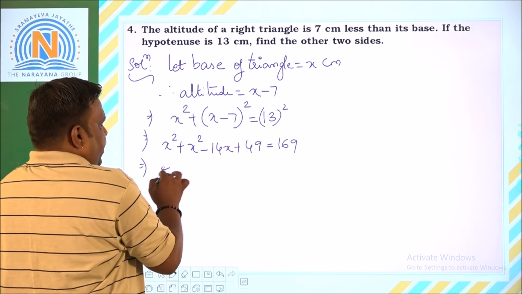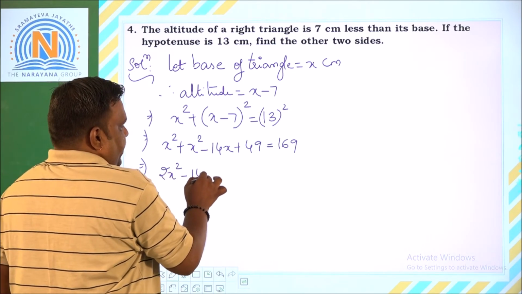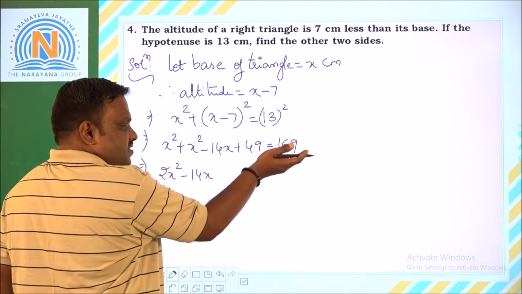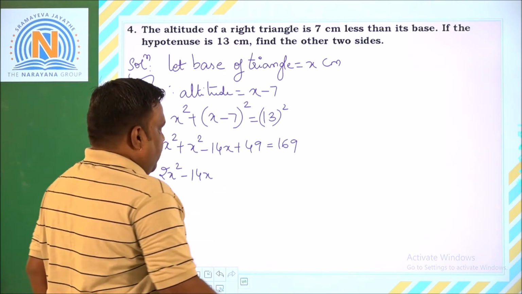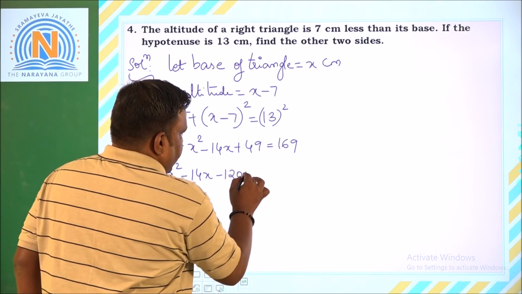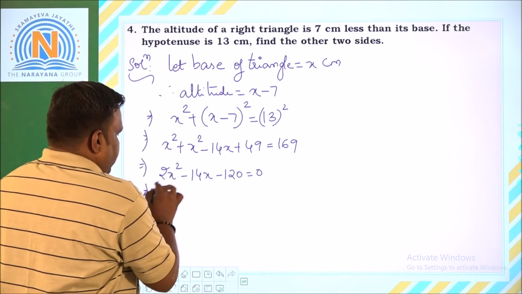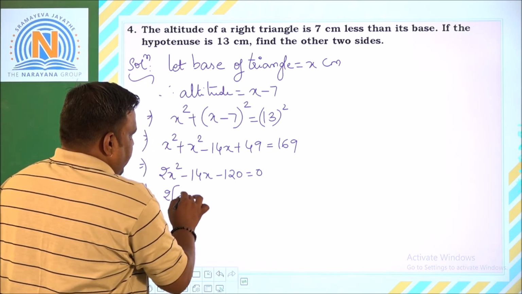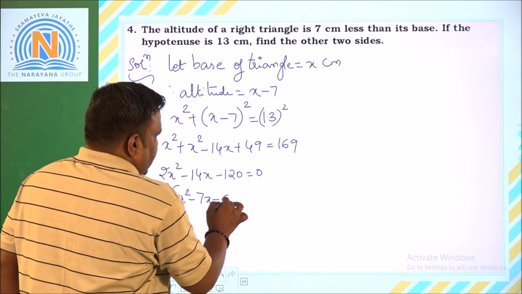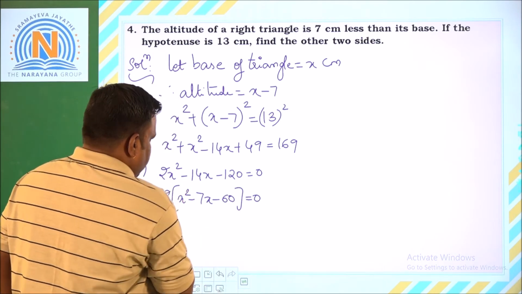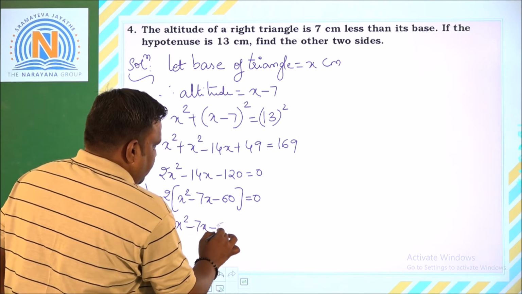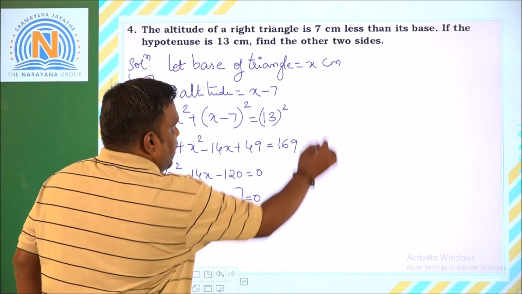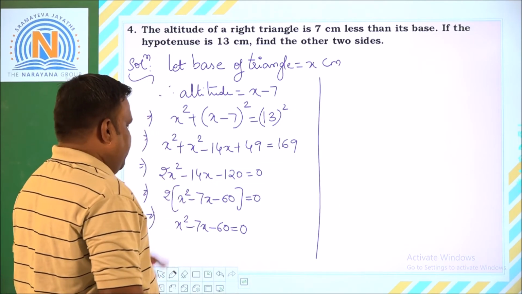So here 2x square minus 14x plus 49, and 169 comes to the left, becomes minus 169. So 49 minus 169, that is minus 120, equal to 0. On taking 2 common, x square minus 7x minus 60 equal to 0. So our equation will be x square minus 7x minus 60 equal to 0. Now let us simplify this part.